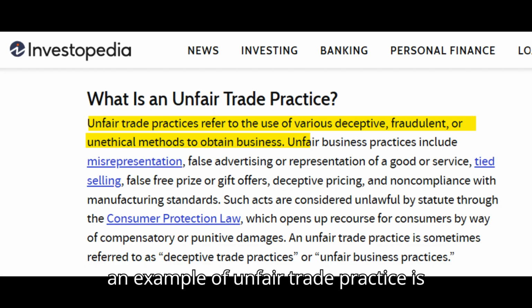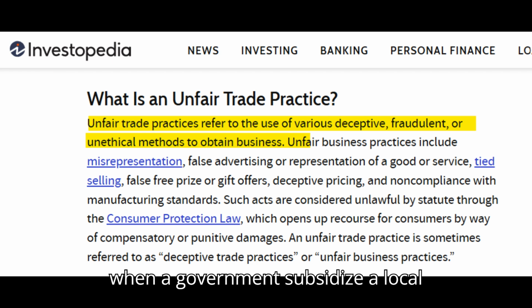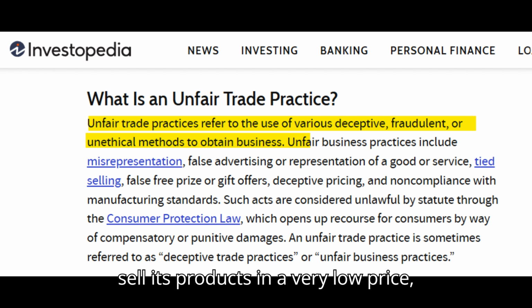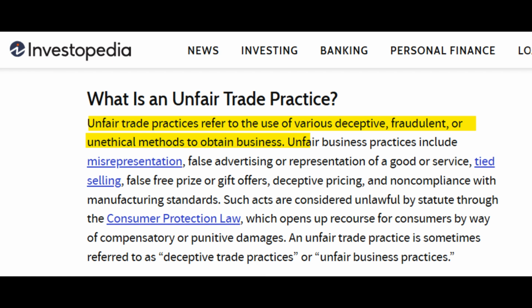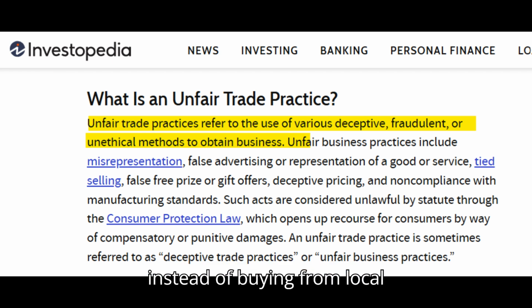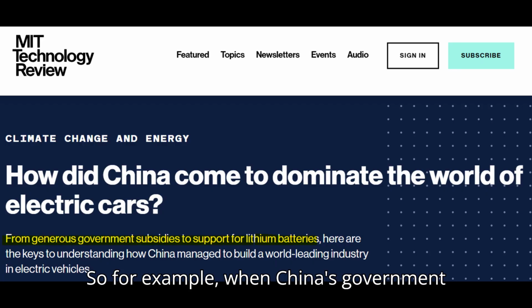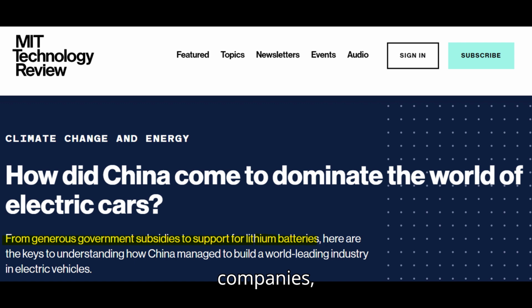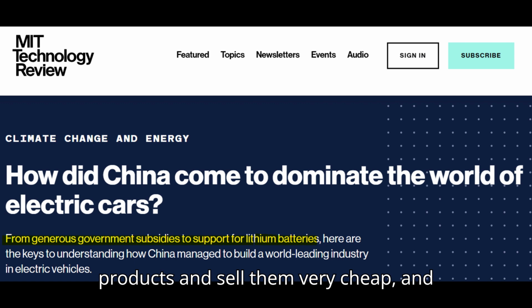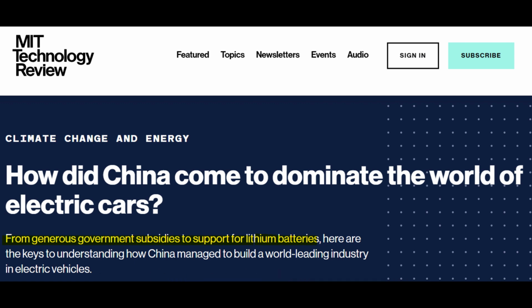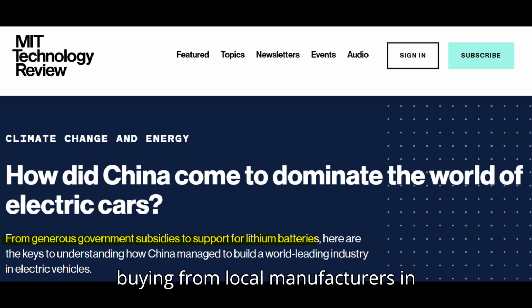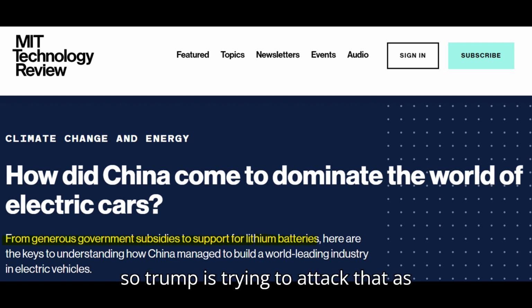An example of unfair trade practice is when a government subsidizes a local company, so the company will be able to sell its products at a very low price, making it attractive for other countries, so the other countries buy the product from the companies overseas instead of buying from local manufacturers. So for example, when China's government pays a lot of money to their own companies, those Chinese companies can manufacture products and sell them very cheap, and that gives the US importers incentive to buy from China instead of buying from local manufacturers in the US. So Trump is trying to attack that as well.